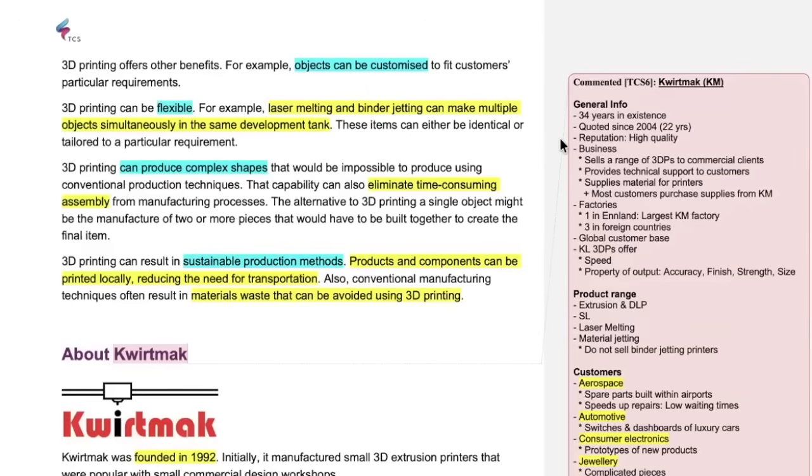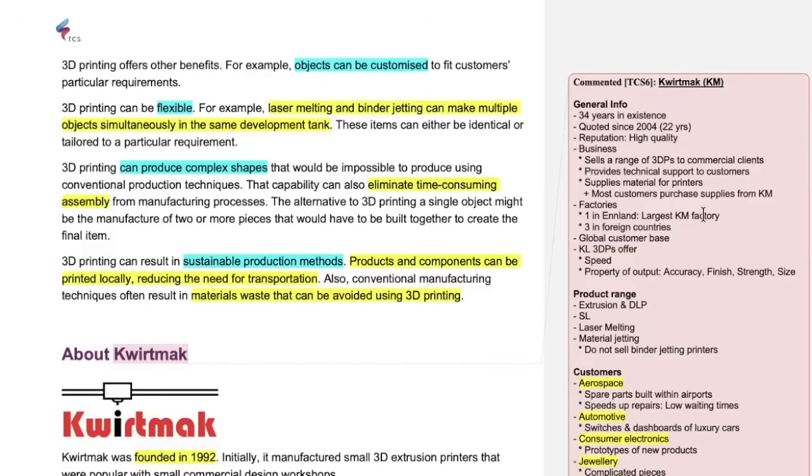So high quality means the fact that we are in a position to charge a higher price when providing our services, because when you're offering quality, definitely you can charge a higher price. And looking at the way in which we run our business, we sell a range of 3D printers to commercial clients. So at the moment, we are only trying to fulfill the needs of commercial clients.